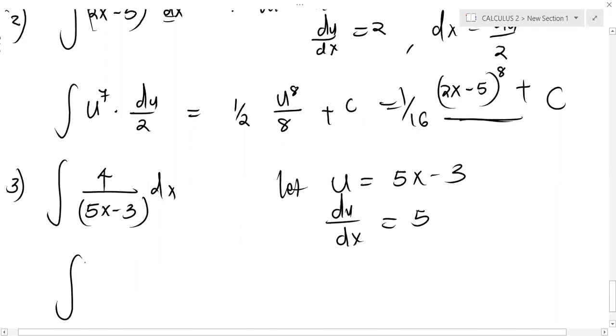Let's rewrite the whole of this equation. So we have 4 over, this is u. Instead of dx, we will have du over 5.